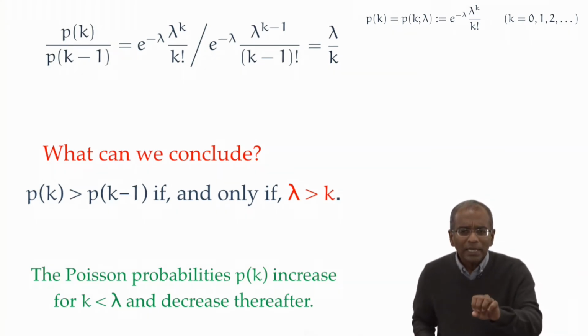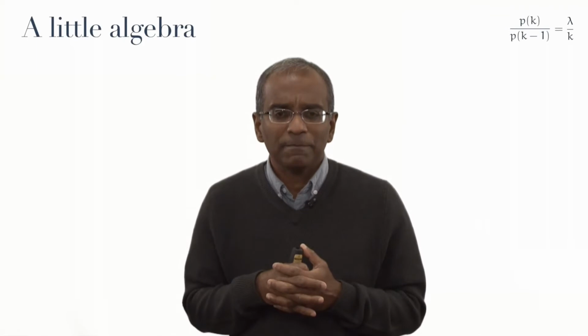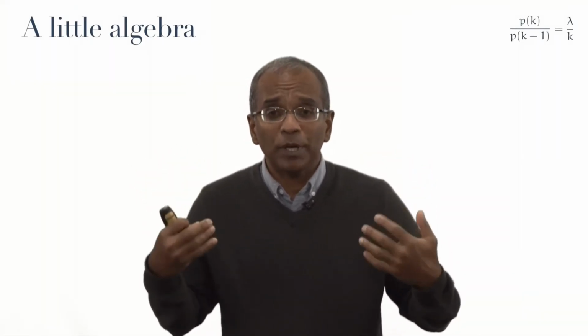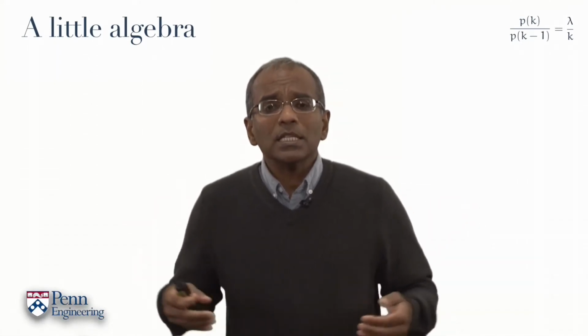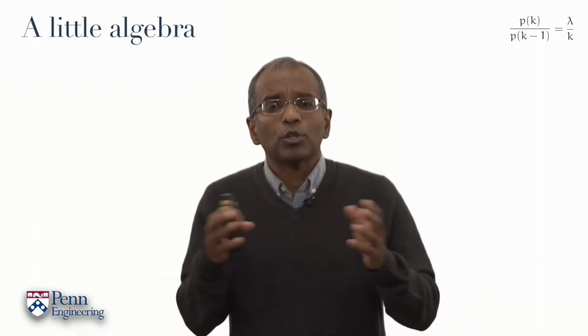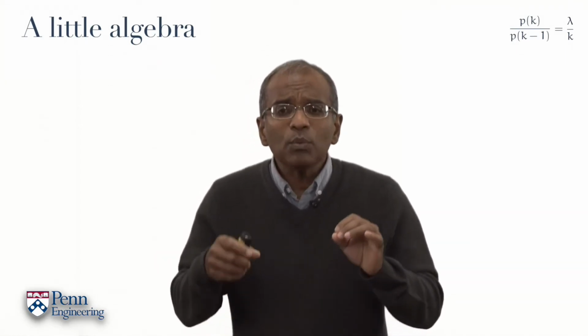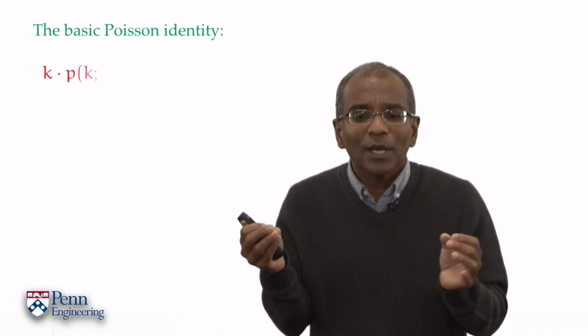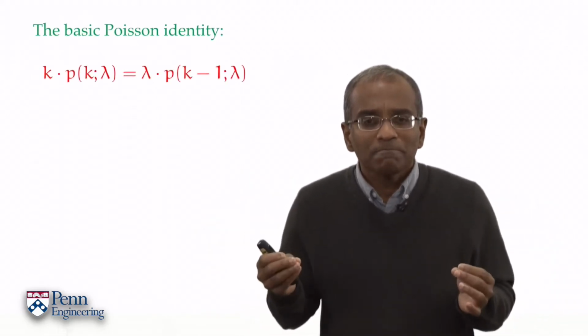So let's take a good look at the ratio we've discovered. A little smidgen of algebra will do the trick. So we've got a ratio P of k over P of k minus 1 is lambda over k. Let's clear the denominators by simply cross-multiplying. Multiply both sides by k, multiply both sides by P of k minus 1, and then we discover the fundamental Poisson identity. k times P of k is always equal to lambda times P of k minus 1.